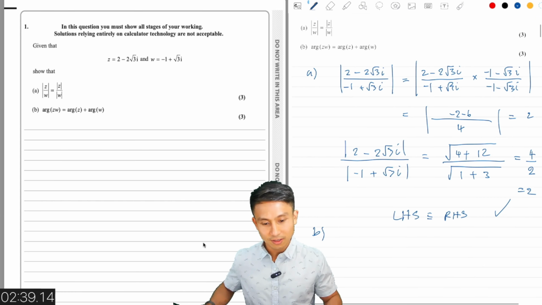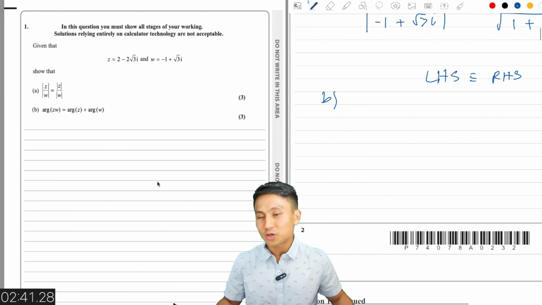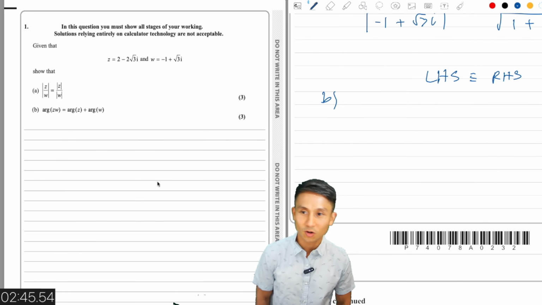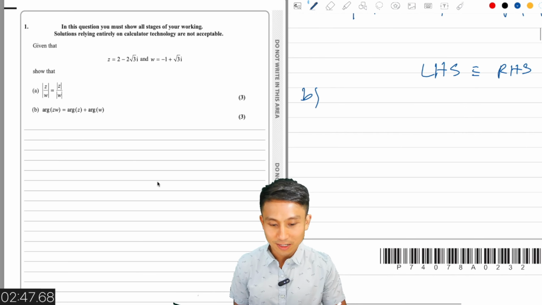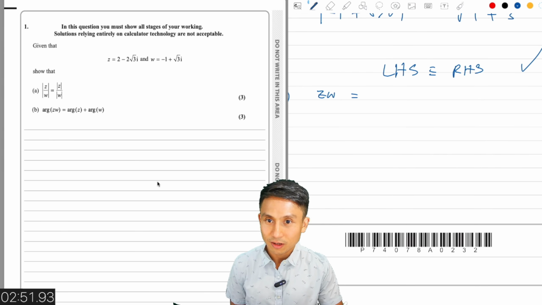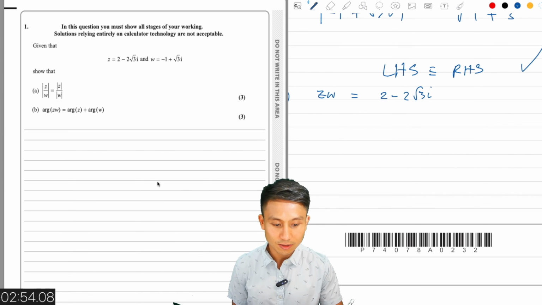So I proved that. Part b. The argument of zw equals the argument of z plus the argument of w. Okay, so for the argument of zw, we need to find zw first, right? So zw would be that. Just write them out first there.